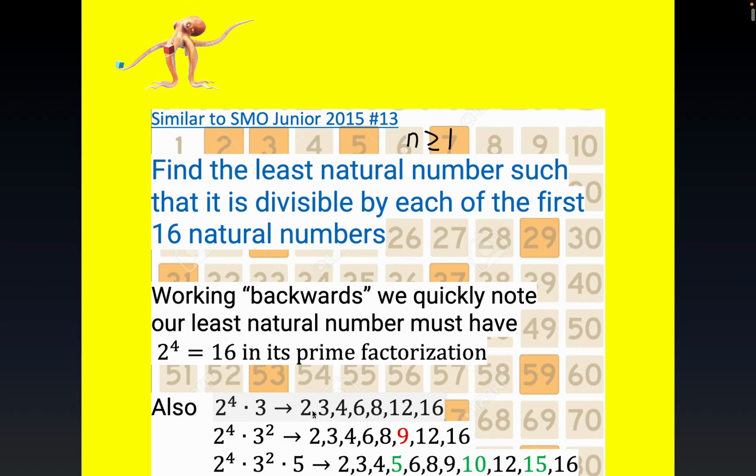2 to the 4th gives us all the multiples of 2. Not all the multiples, but it gives us 2, 4, 8, and 16. Now, if you allow for 3, you end up getting 6 and 12 also. So you see how we're just working our way along. Now, what's missing here? 9. So we change it to 3 squared.